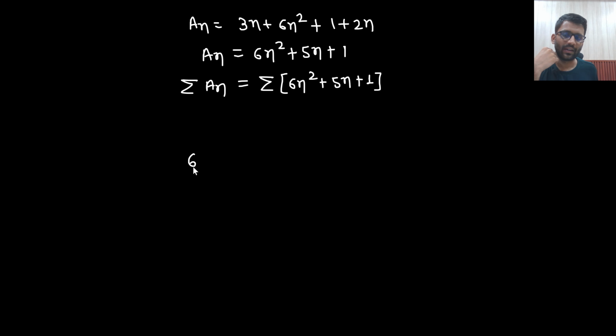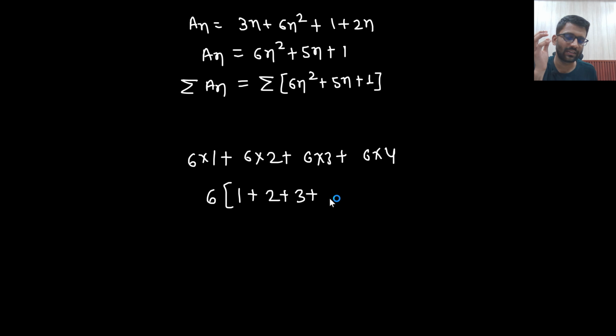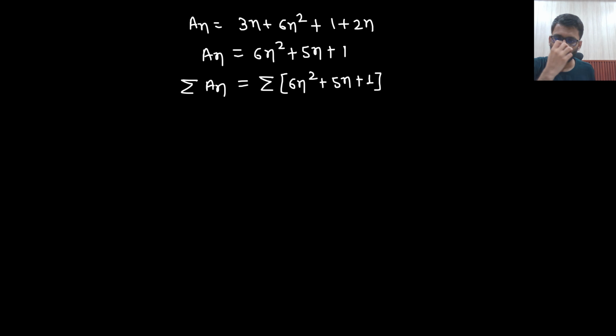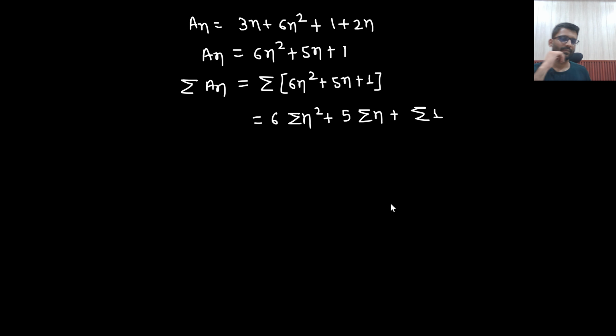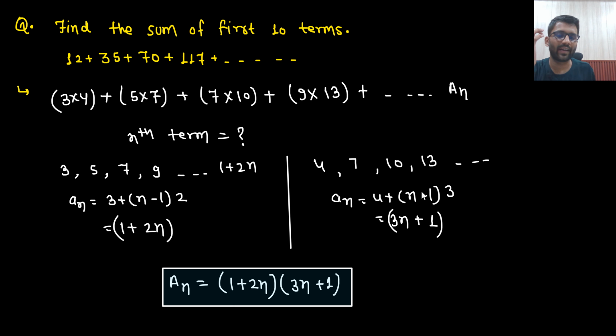Now tell me one thing, I am adding 6 into 1 plus 6 into 2 plus 6 into 3 plus 6 into 4. So I can take 6 as common, 1 plus 2 plus 3 plus 4. So 6 common will come out. Similarly, this 6 can be common. 6 summation of n square plus 5 summation of n plus summation of 1. Agree to my point? Now for how many terms? From 1 to 10, because you have to add till 10 terms only.